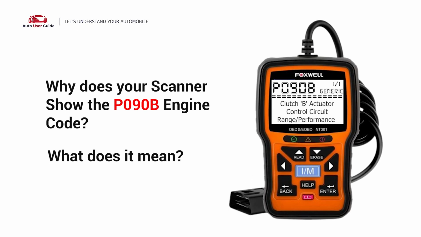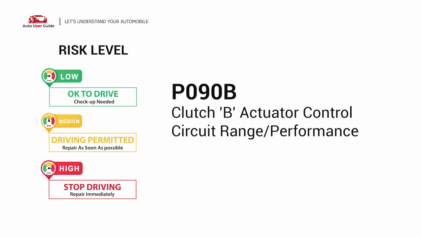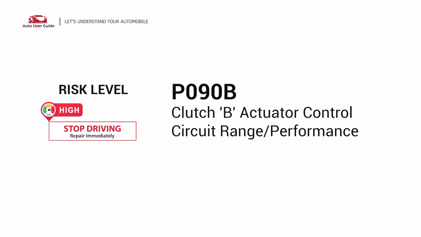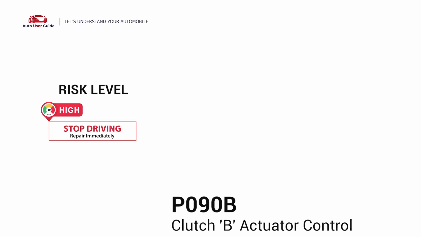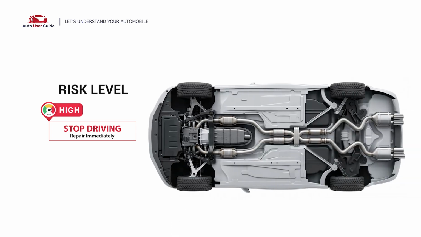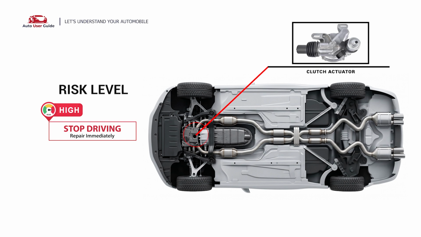Why does your scanner show the P090B engine code? What does it mean? P090B is a diagnostic trouble code for clutch B, actuator control, circuit range, or performance. The P090B engine code indicates that the PCM or TCM has detected an abnormality in the operation or electrical state of the actuator responsible for engaging and disengaging clutch B.